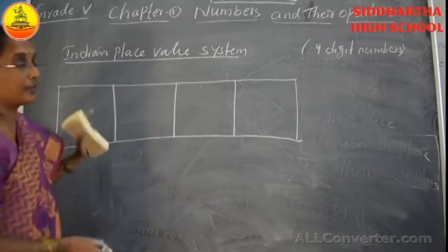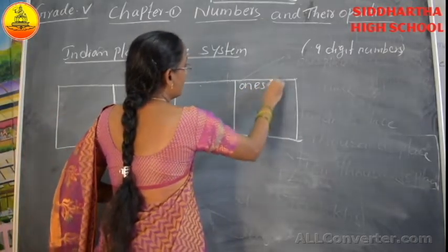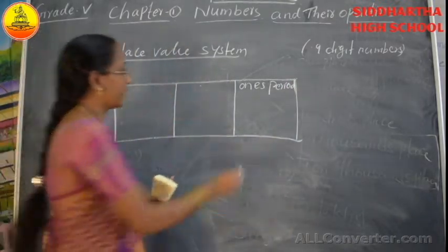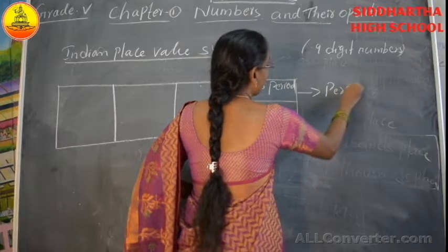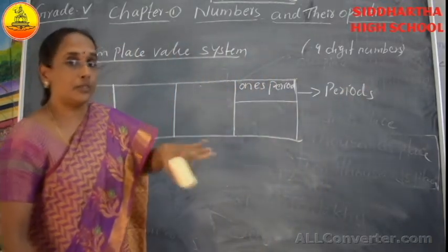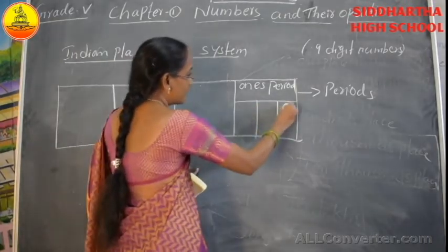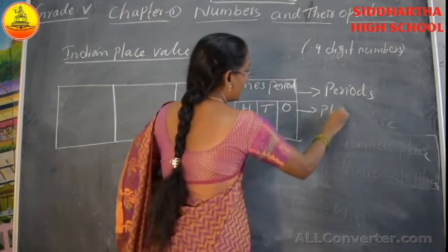How many periods are there, children? 4 periods. What is the first period? Ones period. The first one is the ones period. Next, the ones period is divided into 3 places. What are those places? Ones place, tens place, hundreds place. These are the places.